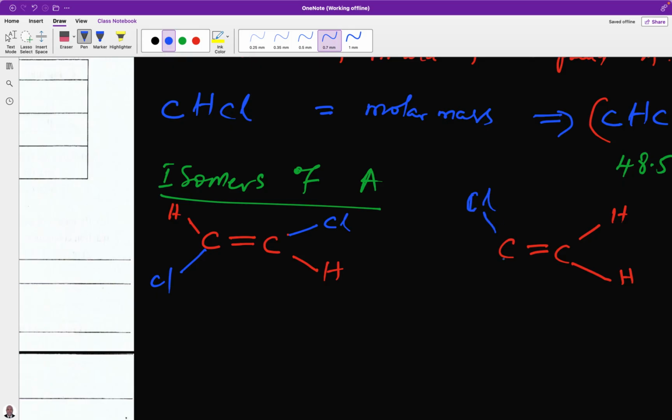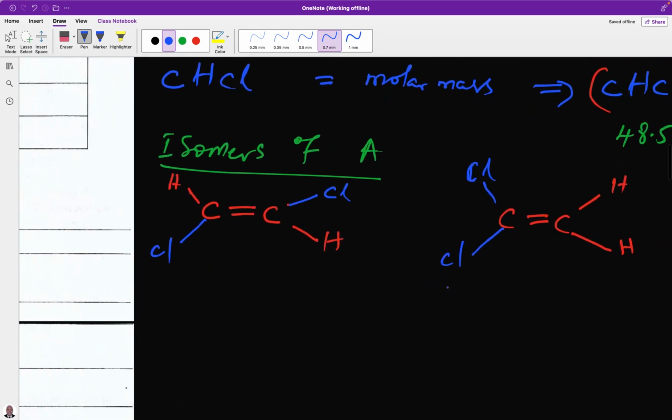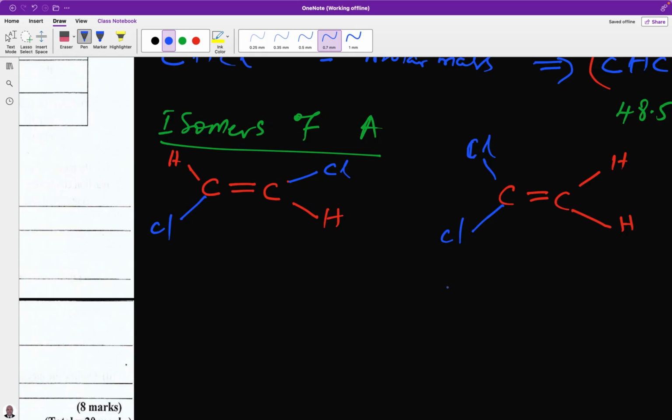Chlorine and chlorine. Remember, when we're doing isomerism, this is a stereoisomer. There are two types of stereoisomers: geometric isomerism and optical isomerism. Here, there is no optical property, so what is here is geometric. This is a geometric isomer.